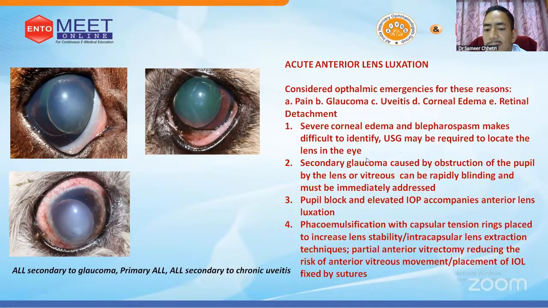Treatment options include phacoemulsification with capsular tension rings placed to increase lens stability, intracapsular lens extraction techniques, partial anterior vitrectomy reducing the risk of anterior vitreous movement, or the placement of an intraocular lens fixed by sutures. As we see in the picture on the left side of the screen, there is the anterior lens luxation. These are all secondary to glaucoma. The other one is the primary acute lens luxation, and the third one is acute anterior lens luxation secondary to chronic uveitis.